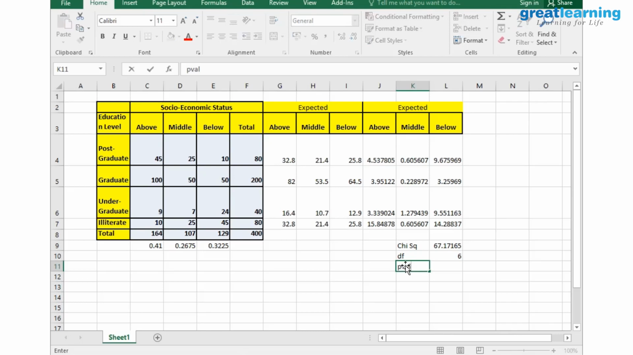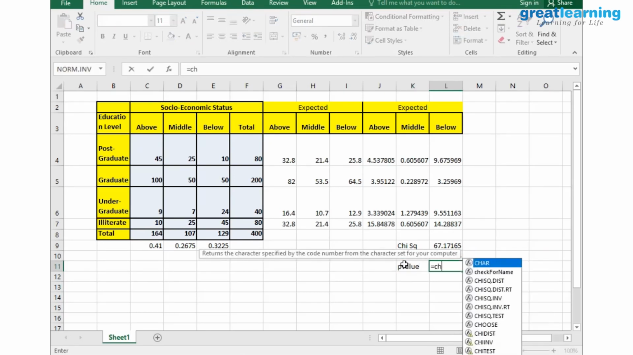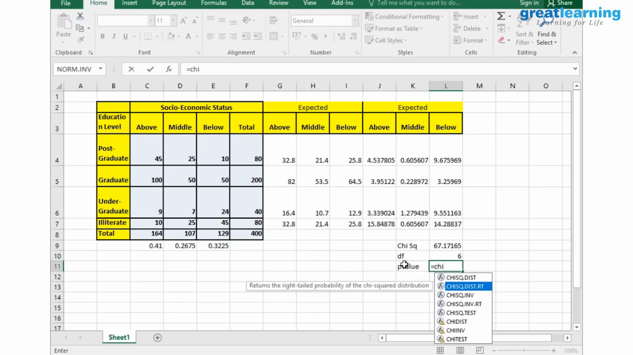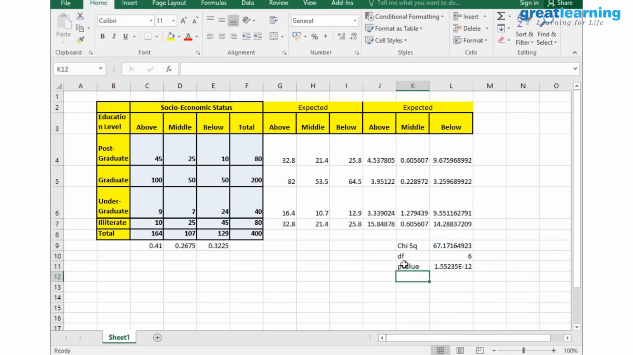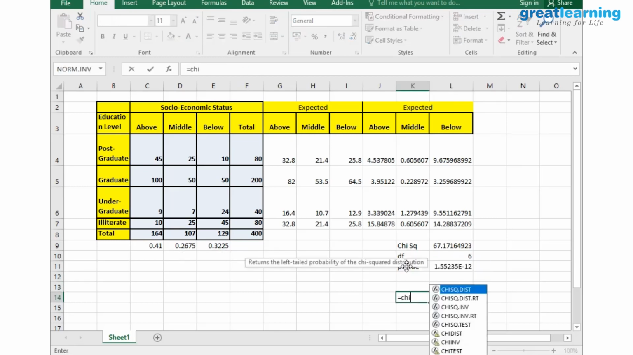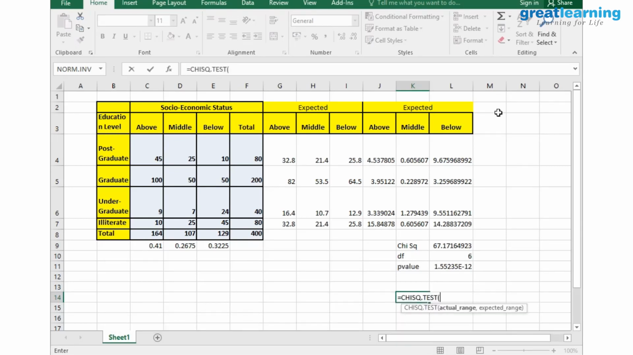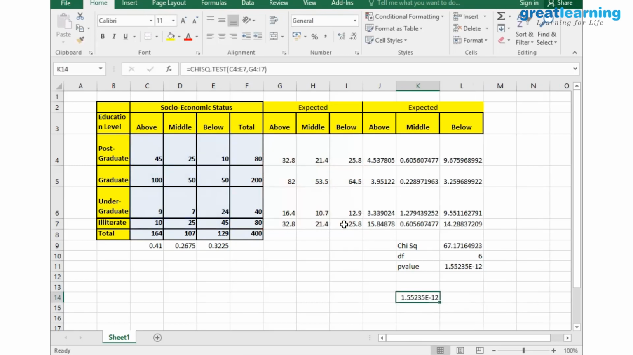Okay, then the p-value. The function which I showed was chi-square dot dist dot rt, right? So chi-square dot dist dot rt is what we have to take. It says x is this, the chi-square value. It says degree of freedom, we have to give this. This is my degree of freedom. The other way of doing chi-square would have been equal to chi-square dot test, and then it says actual range. I take this, comma, expected range, I take this. I just do bracket close, I get the p-value.